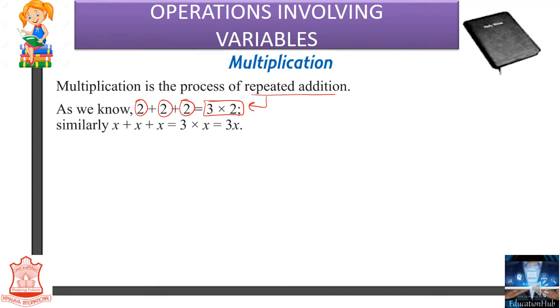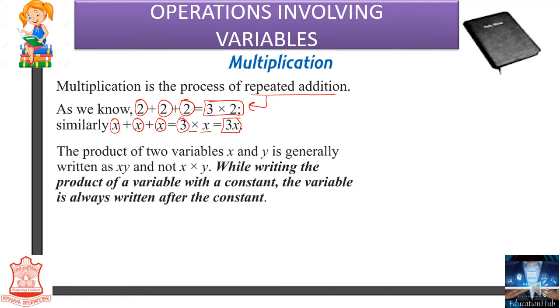Similarly, we have x plus x plus x. That means 3 times x we are adding. So it will be 3 into x, that is 3x. The product of two variables x and y is generally written as xy and not x into y.